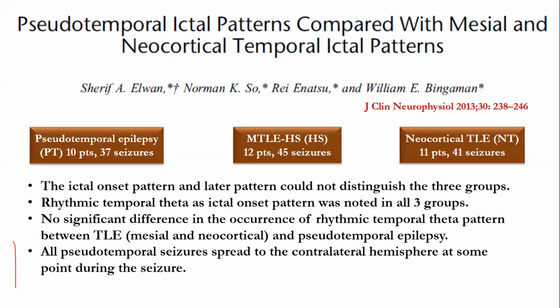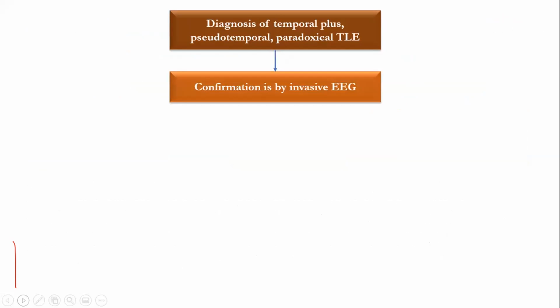And the only thing that they found out was that all the pseudotemporal seizures spread to the contralateral hemisphere at some point of time during the seizure. So if you see a strictly unilateral seizure, maybe it's not pseudotemporal, but that's not good enough to make a distinction. So when you are faced with this, when you have to diagnose temporal plus, pseudotemporal or paradoxical TLE, finally, the confirmation is by invasive EEG.